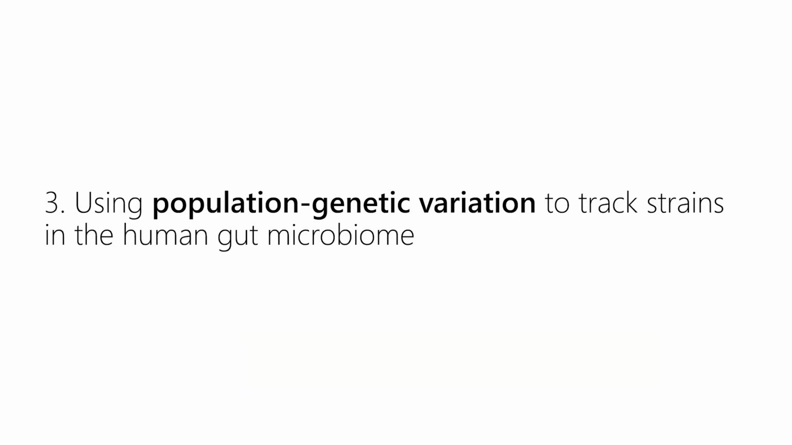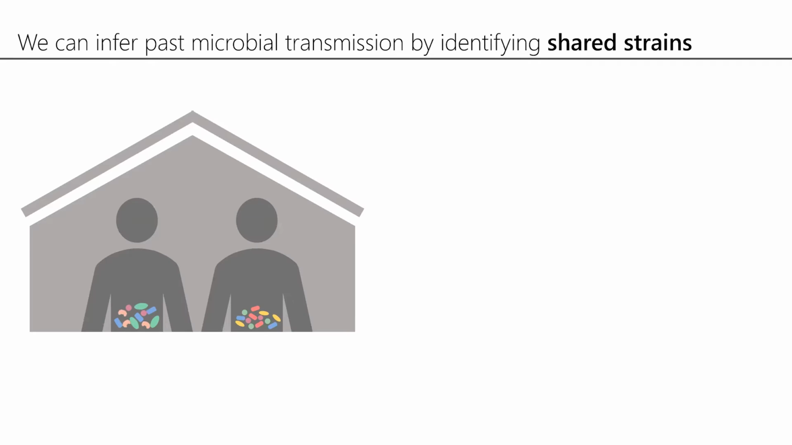All right, and so for the next part of the talk, I'm going to talk about some methods that I and others have developed to use population genetic variation in order to track strains in the gut microbiome with very high resolution. And so we have a very specific application in mind. A lot of these methods differ because they're used for different purposes. And so our purpose is that we want to infer when past microbial transmission has taken place by identifying strains that are shared between subjects.